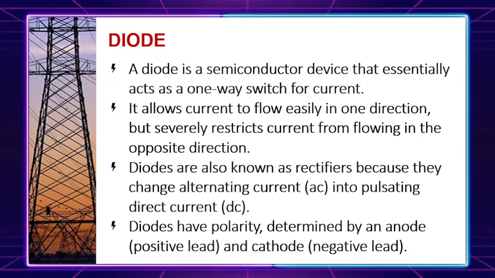If you can still remember, in the past videos or lessons that I discussed, I mentioned the role of diodes in a power supply. So the 1N4007, based on the example, are what we call rectifier diodes because they change alternating current or AC into pulsating direct current or DC. Diodes also have polarity. So we have the positive and negative. But in the context of a diode, the positive lead is what we call the anode and the cathode is the negative.